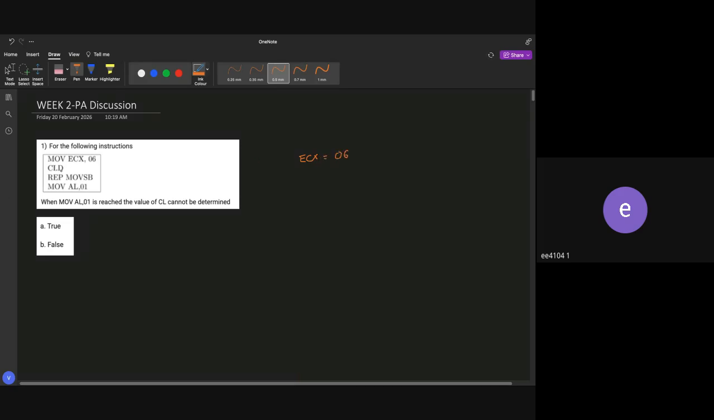Now the second is clear the direction flag. So it will set the direction flag to 0. This thing we don't need in this question, but okay.